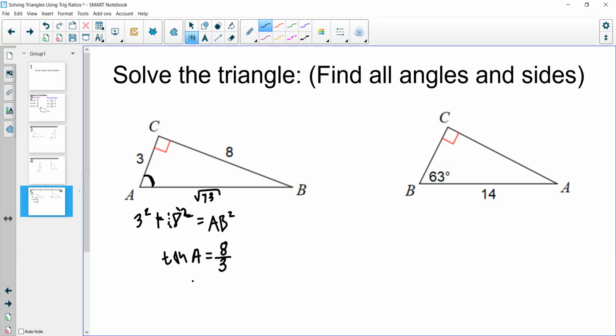Now to figure out what angle A is, we're going to have to do the inverse tangent of that ratio, 8 over 3.